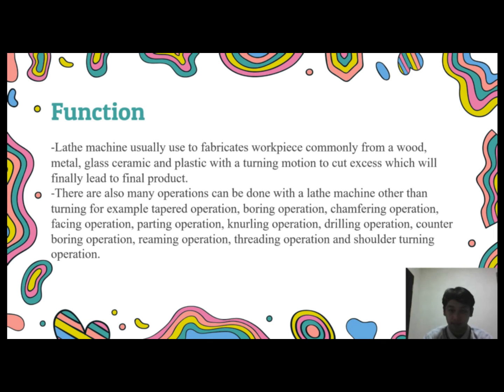Firstly, the function of the lathe machine is to fabricate a workpiece from wood, metal, glass, ceramic, or plastic with a turning motion to cut the axis, which will finally lead to a final product. There are also many operations that can be done with a lathe machine, which are taper turning, boring, chamfering, facing, parting, knurling, drilling, contour boring, reaming, threading, and shoulder turning.